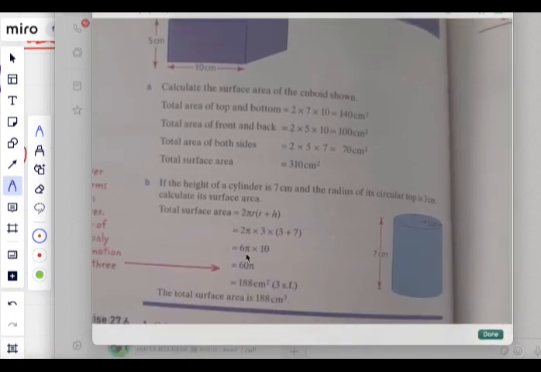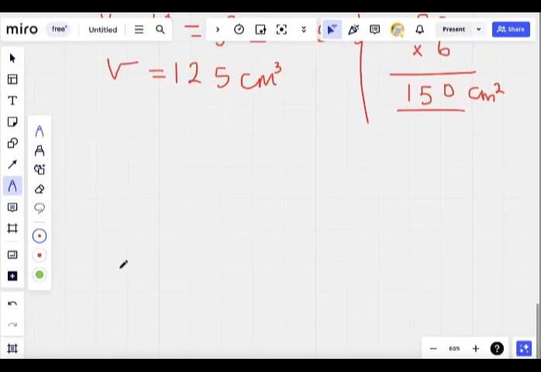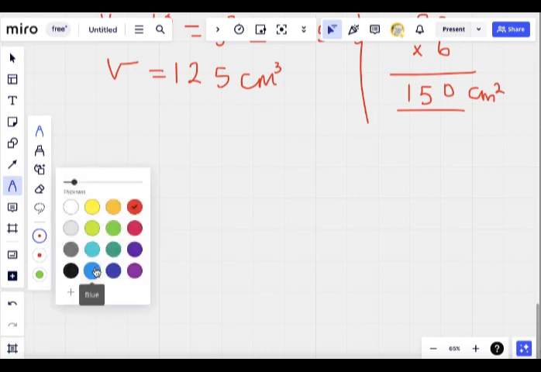A cylinder. If the height of a cylinder is 7 centimeters and the radius of the circle of its circular top is 3 centimeters, calculate the surface area of the cylinder. Okay, for a cylinder, before we do both the surface area and the volume, we have to look at the volume of a cylinder and the surface area of a cylinder. So the next one we're looking at now is a cylinder. Let's change our color. Cylinder.